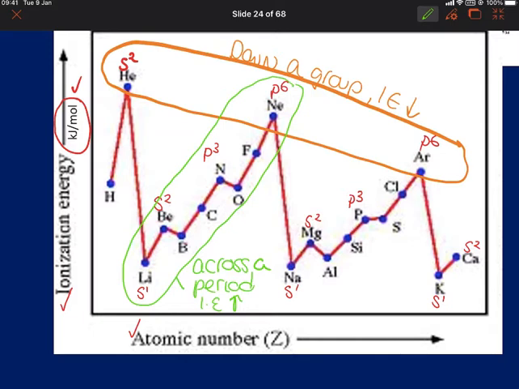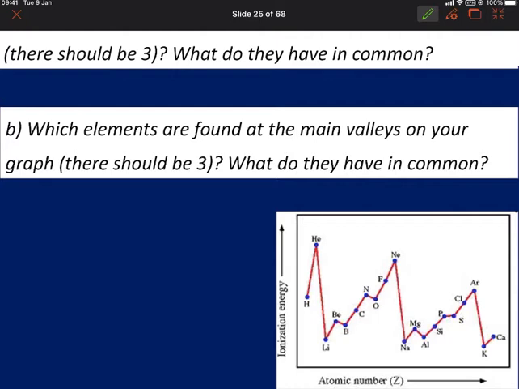And we'll talk about the blips. So something is going on here that is making it slightly harder to remove electrons from nitrogen than it would be from oxygen, from beryllium than it would be from boron, and we see similar here. Magnesium, it's harder to remove from magnesium than it is from aluminium, and harder to remove from phosphorus than it is from sulfur.